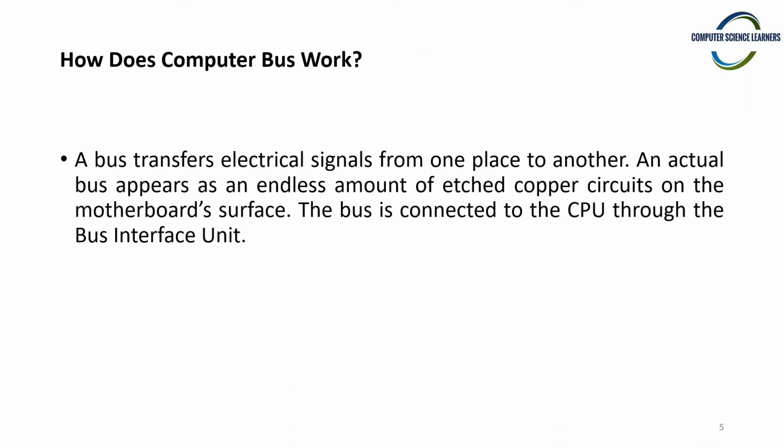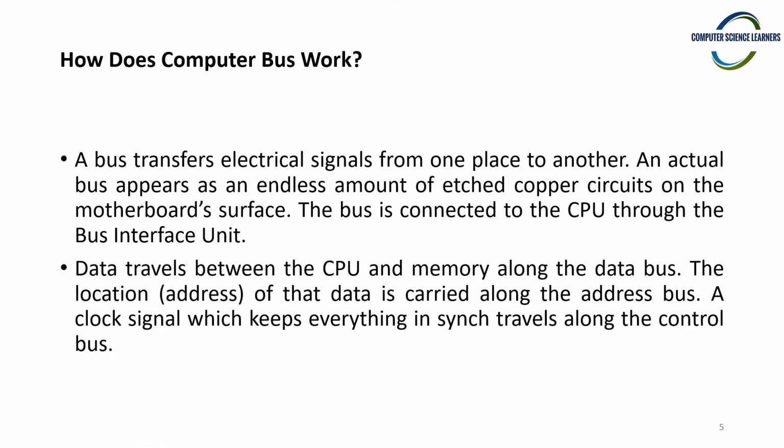So how does it actually work? It transfers electrical signals from one place to another. Those signals we generally represent in the form of bits. As we know, a bit can be either a 0 or a 1. An actual bus appears as an endless amount of etched copper circuits on the motherboard surface. And there is a specific component known as the bus interface unit, which is required to connect the bus with the CPU. The data travels between the CPU and the memory along the data bus.